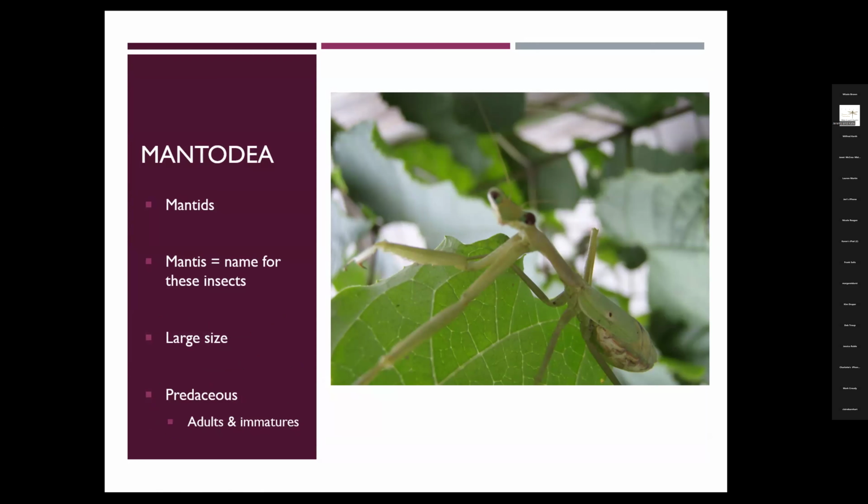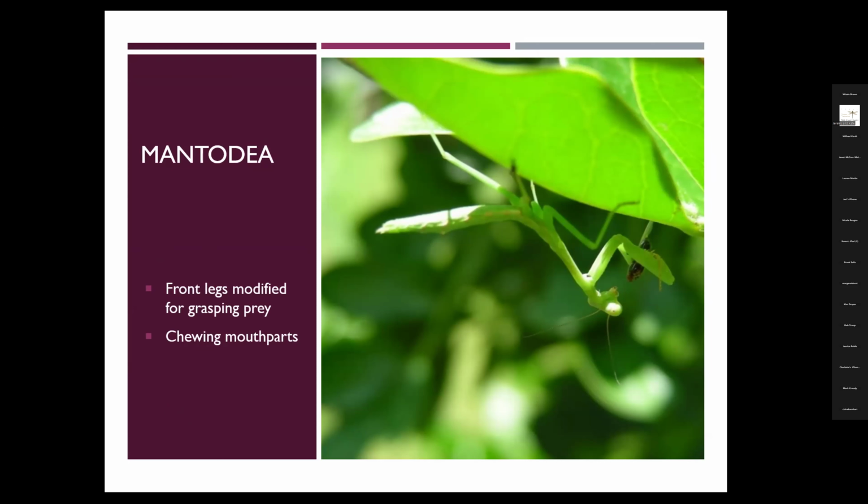prey. And you can see this one right here has a sharpshooter that it is munching on. And so they will eat the prey while it's alive. So those legs, they have these great big spines on them and they can really grasp on.